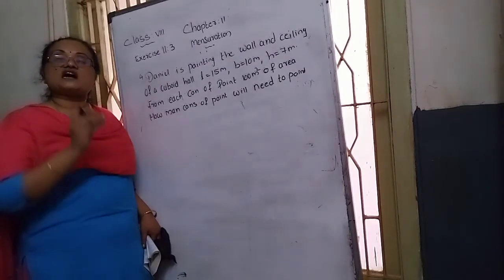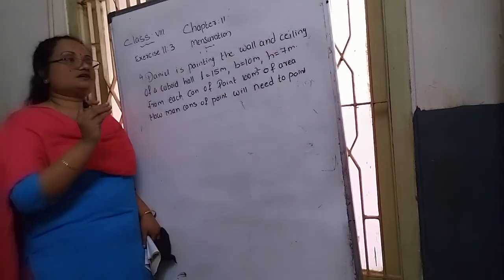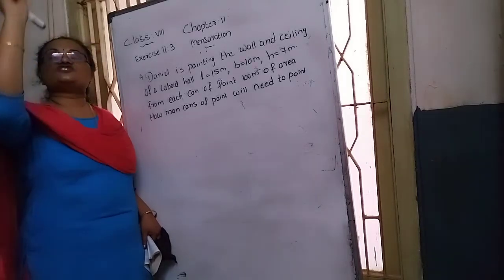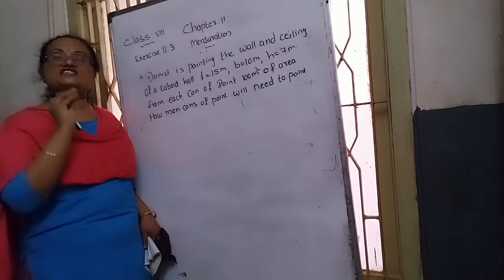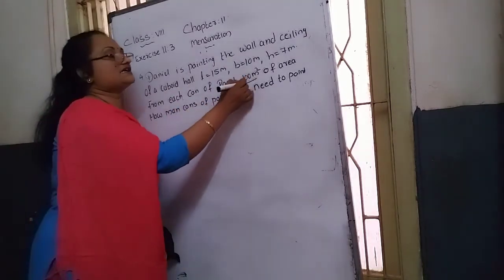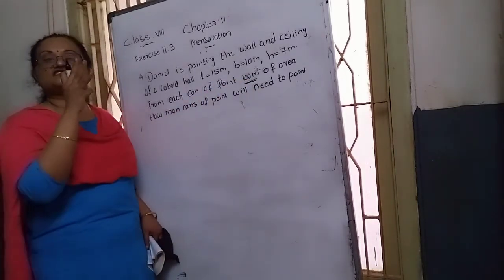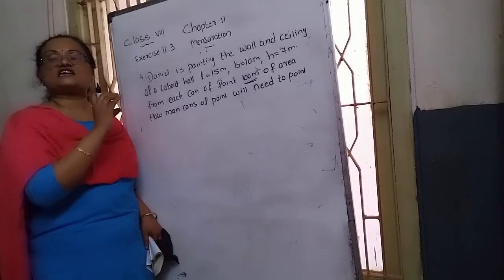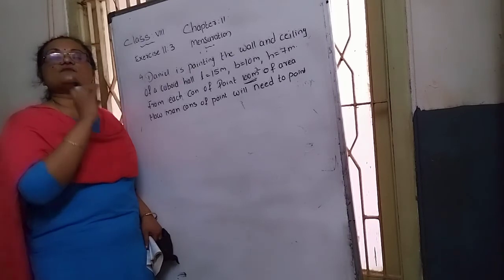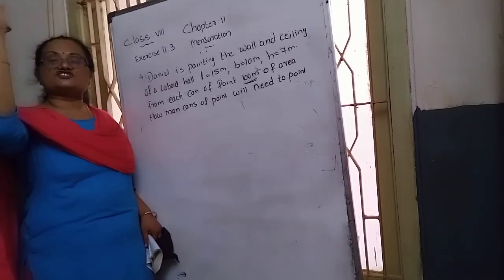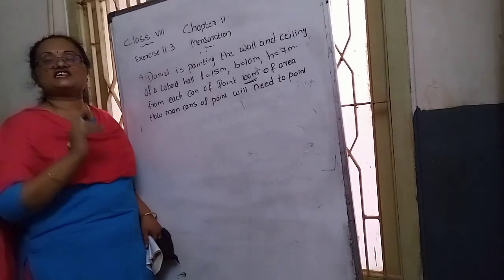The question is asking how many paint cans are required for painting this room. Each paint can contains how much? The paint in each can covers 100 meter square area. Each paint can has a 100 meter square area. In such a case, how many cans are required to paint this entire room?